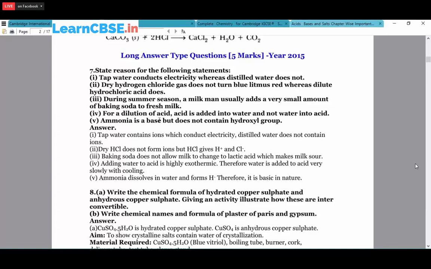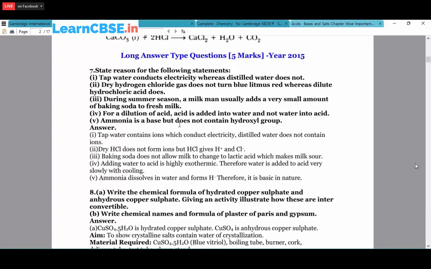For a dilution of the acid, acid is added to the water and not water to the acid. Yes, because adding water to the acid is a very highly exothermic reaction. So therefore, the water is added to the acid very slowly with cooling.